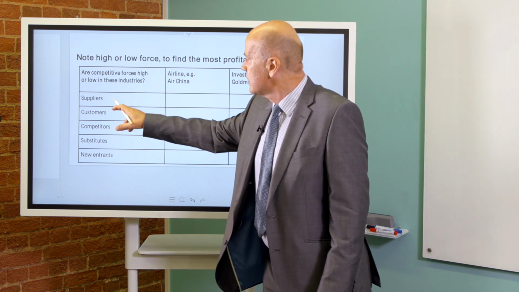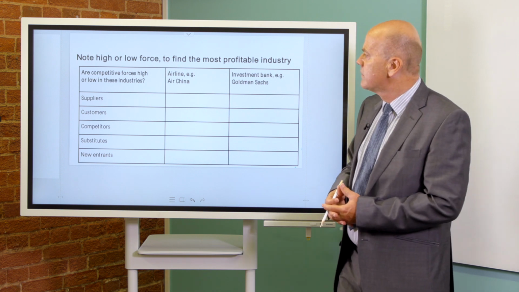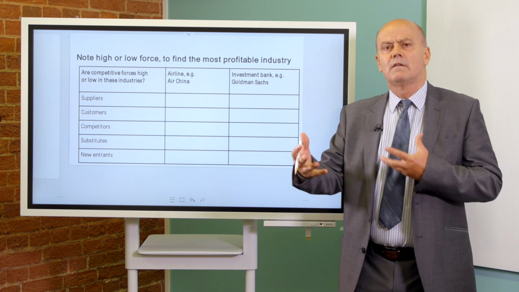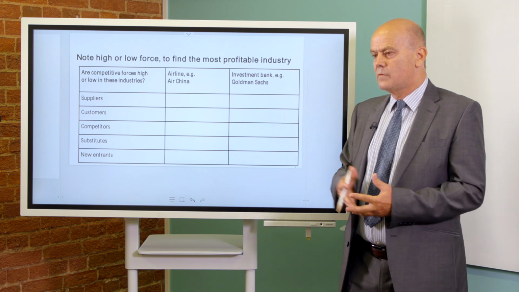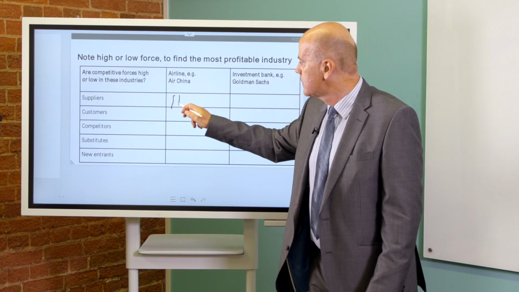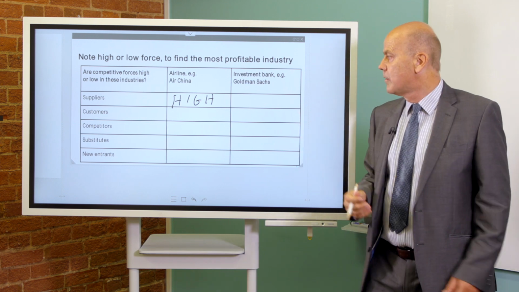So Air China, there's really only two suppliers for airlines. There's Boeing and there's Airbus. So what do you think, Alex? Would you have a lot of competition there? Is that a problem for an airline? Yeah, that would be high competition. Yeah, okay. So bad news, we have high competition here, or high problems here.